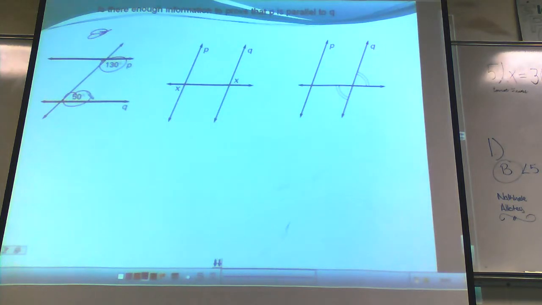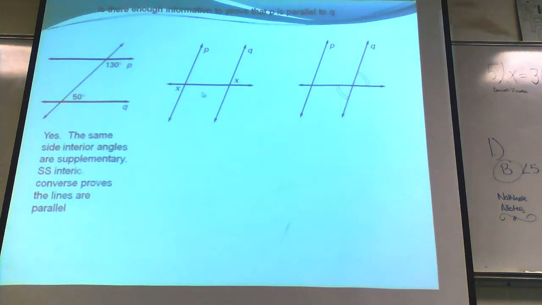Yeah, they got to add up to 180. So you would go, okay, well, 130 plus 50, is that 180? Yeah. All right, so since those are 180 and they are same side interior, then you would say, yes, there's enough information, and your reasoning, guys, needs to be that same side interior converse.